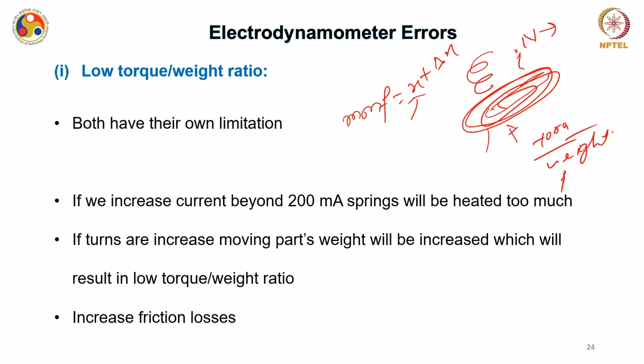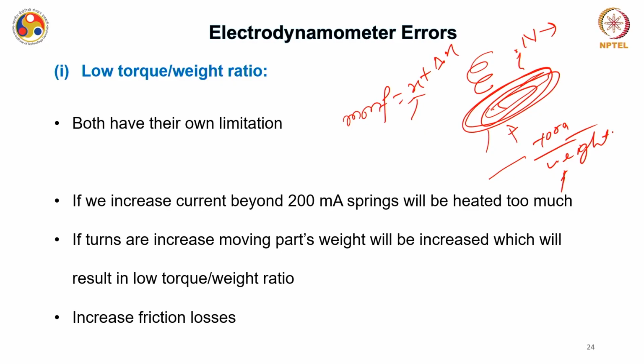Okay, weight is increasing continuously because the number of turns that you have added is increasing. It means that basically you are decreasing the torque to weight ratio. And when this kind of moving coil having low torque to weight ratio moves, it ends up having a lot of frictional losses. So increasing the number of turns in the moving coil increases the frictional loss, and therefore there has to be a trade off between them. So this is what low torque to weight ratio means.